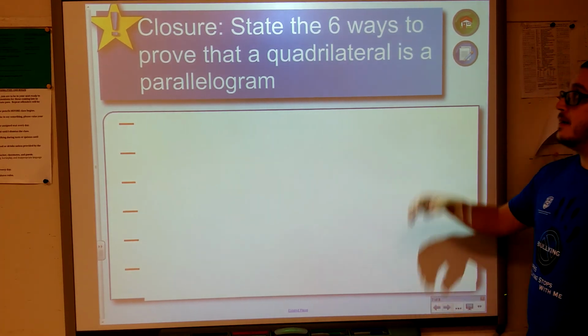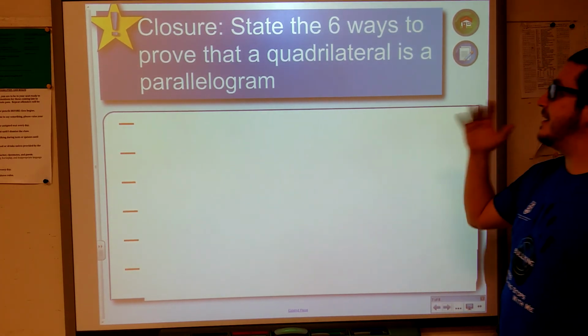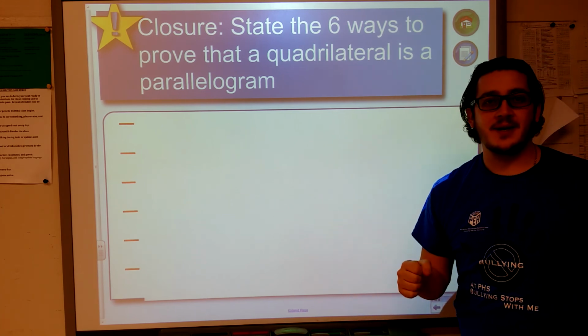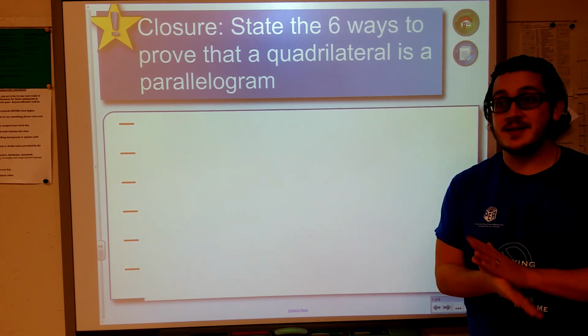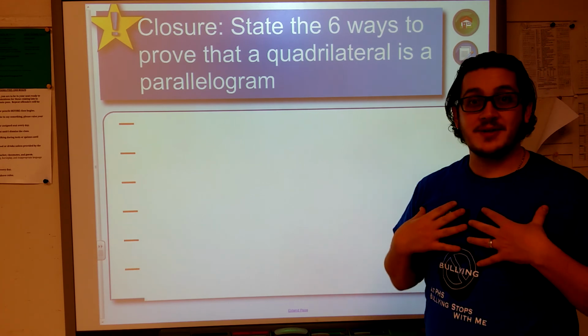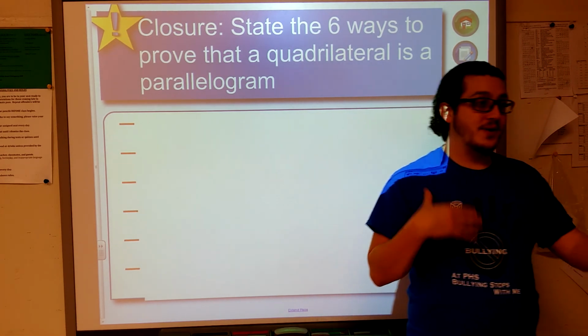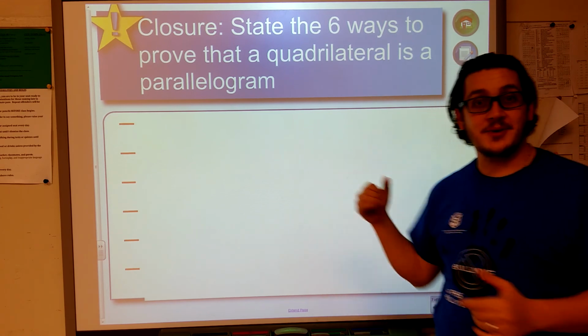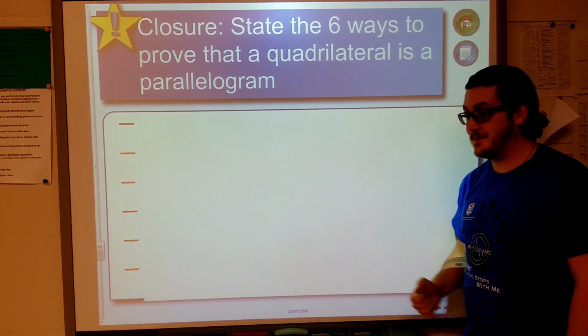All right. So this is our closure here. We have to state the 6 ways that you can prove a quadrilateral is a parallelogram in general, not just with the coordinates. So this will probably be me pausing right now for you to write those down, because this is a closure question, meaning I want you to answer these.